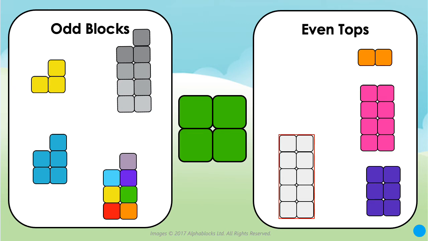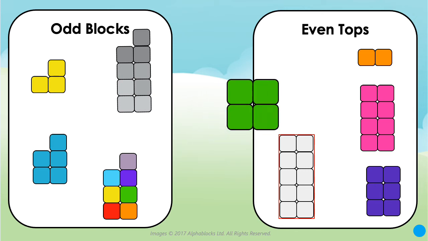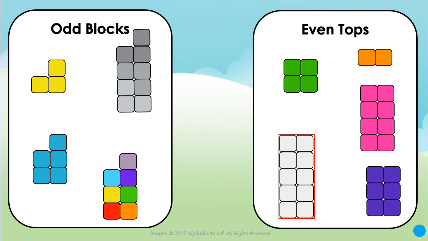Ooh, what about this one? This is number block four. Very good. Odd or even? Good. It's even. It's in twos. And last one. Is this an odd block or an even top? Yeah, one is odd all by itself. It's not in a two. Very good.